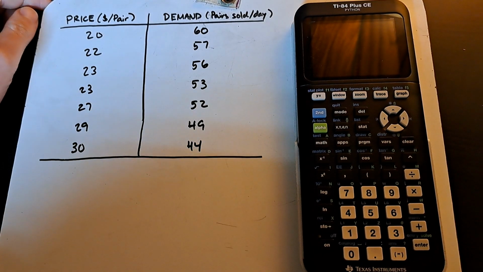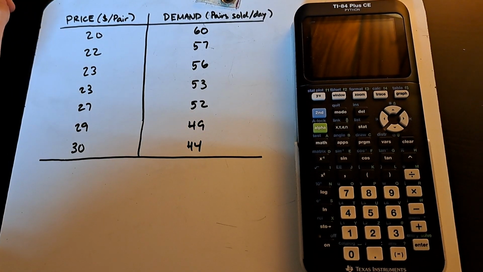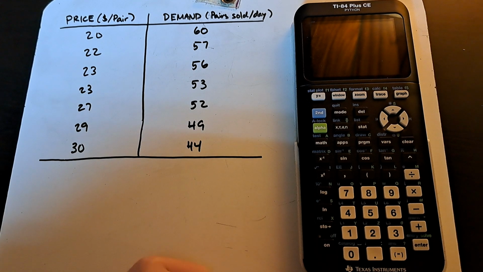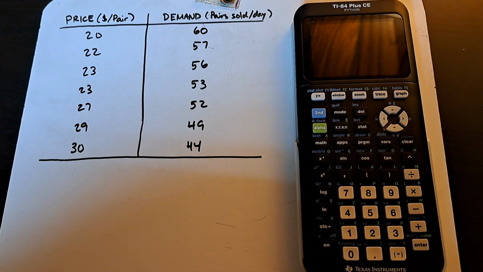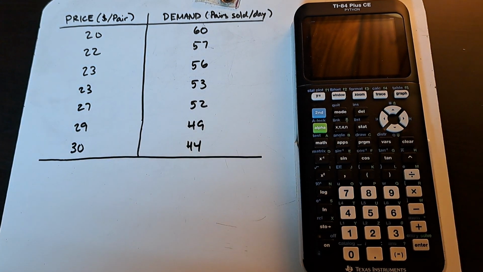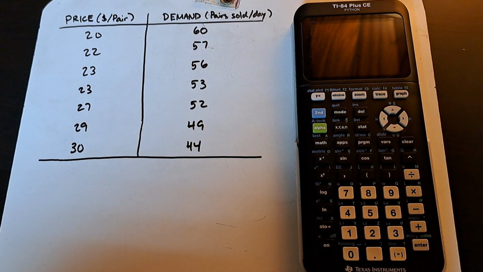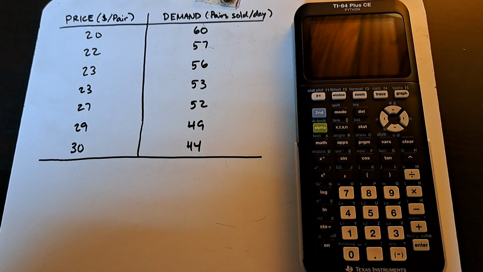Alright, so today I want to show you guys how to use a calculator in order to draw a scatter plot and be able to find a line of best fit and then be able to make some calculations with that. What I took as an example was a problem that talks about the demand for a pair of jeans versus the price that we're looking at.